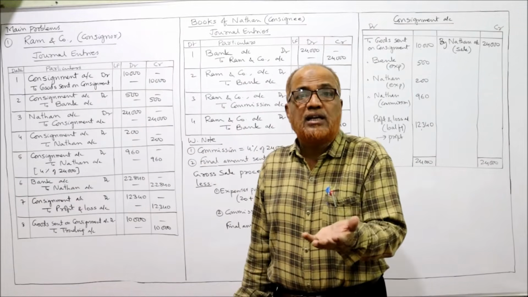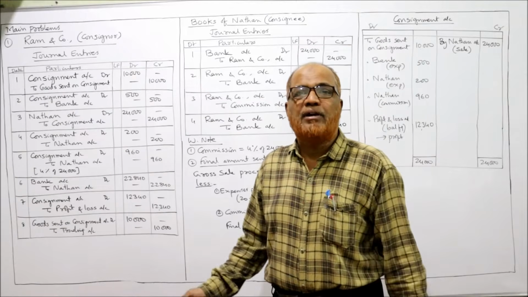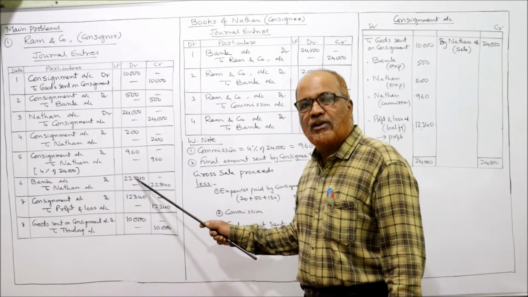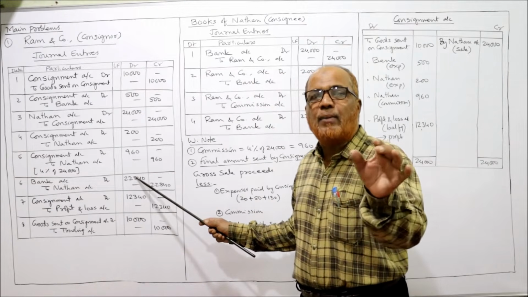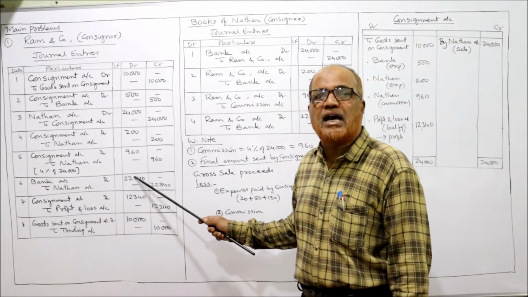So the consignor is getting the money, so bank account will be debited. Bank account debit to Nathan account, 22,840. Being the final amount received from consignee.